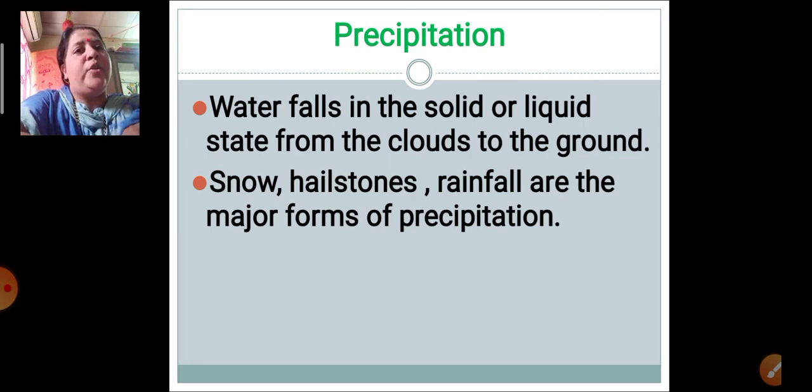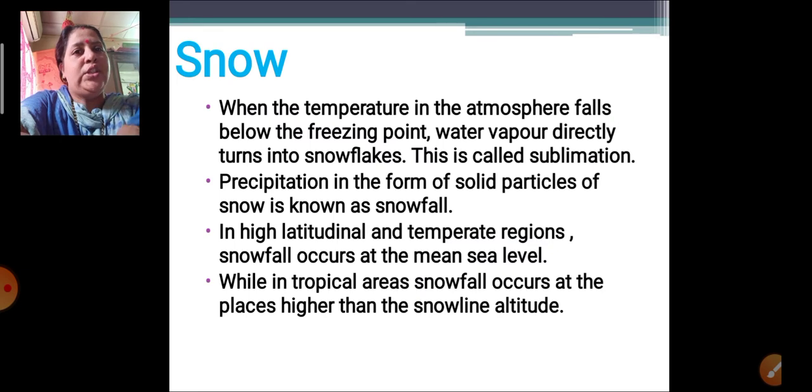A definition of precipitation: water falls in the solid or liquid state from the clouds to the ground. Water is returned to the earth. In the water cycle, we have learned about this. When water is returned to the earth, either in the form of solid or in the form of liquid, it is returned to the earth. Snow, hailstones and rainfall are the major forms of precipitation. So let's study the first one, that is snowfall or snow.